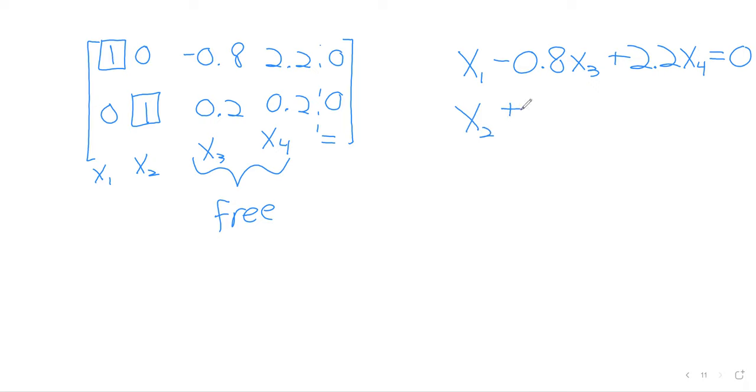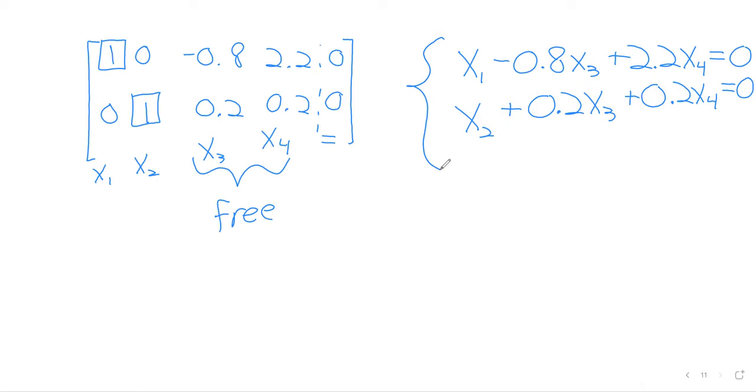x2 plus 0.2x3 plus 0.2x4 equals 0. So in a sense, I guess, we've solved this system of linear equations. Every value of x1, x2, x3, and x4 that satisfies these conditions is a solution to our original system.